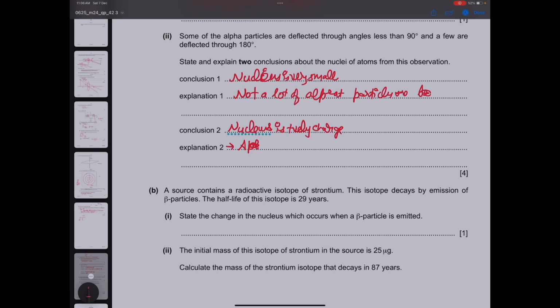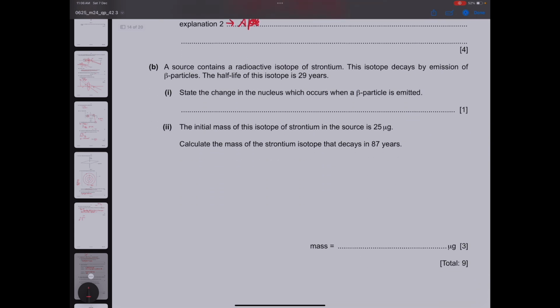All right. Now, a source contains a radioactive isotope of strontium. This isotope decays by emission of beta particles. The half-life of this isotope is this much. All right. State the change in the nucleus which occurs. Now, there's one straight point in beta emission that we always study, that one neutron converts to a proton and at the same time releases a high speed electron, which is the beta particle. This is the same thing in form of statement which you need to mention here.